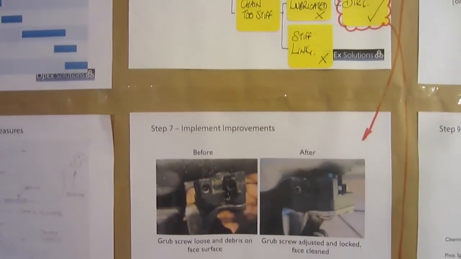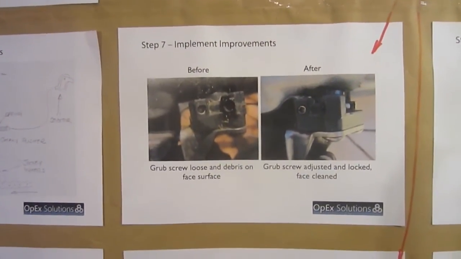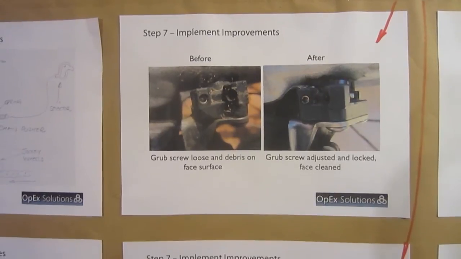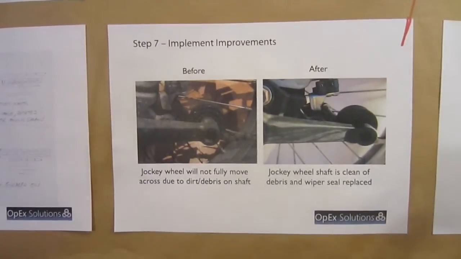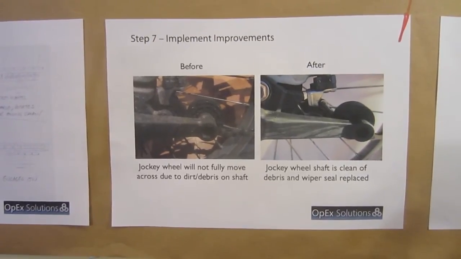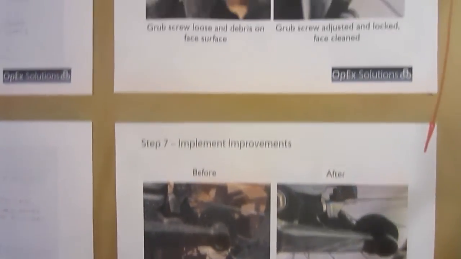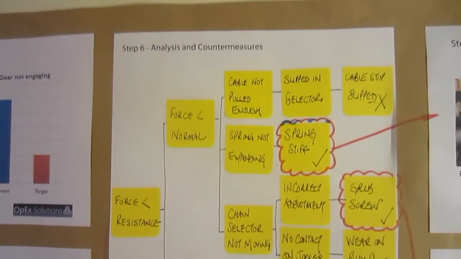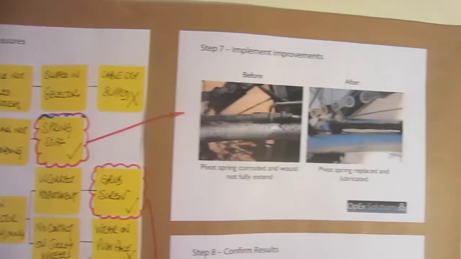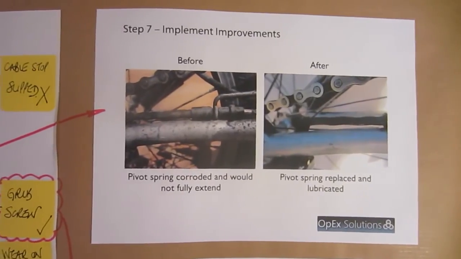Identifying root causes is obviously important, but improvement will only be made if countermeasures are put in place. Therefore, step 7 is the implementation of improvements. In this example, we are using simple before and after sheets to show the changes put in place. The red lines are there to show the flow between the why analysis and the countermeasures.